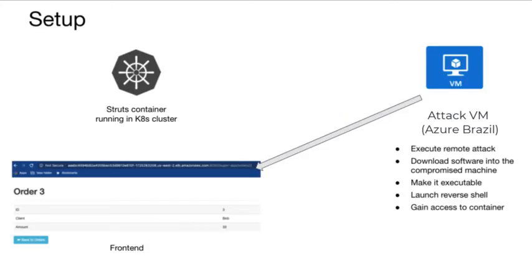This is the demo setup. The vulnerable Struts app is running as a container in Kubernetes. We will use an attack VM in Brazil to execute the attack on the front-end URL. Once again, we will download a payload, make it executable, and launch a reverse shell. This will allow us to gain access to the container.